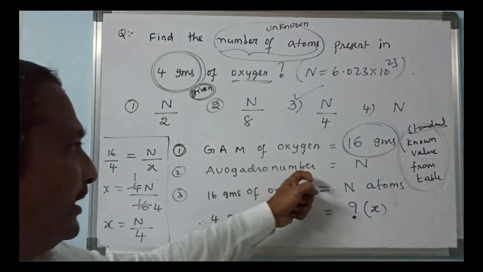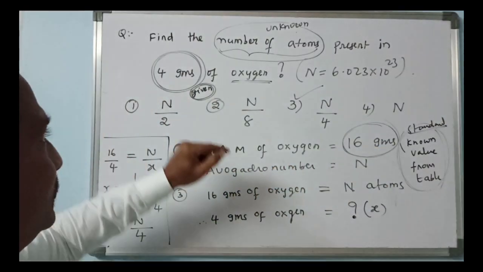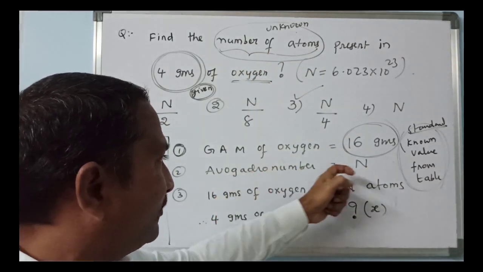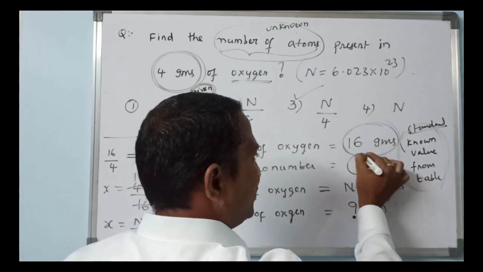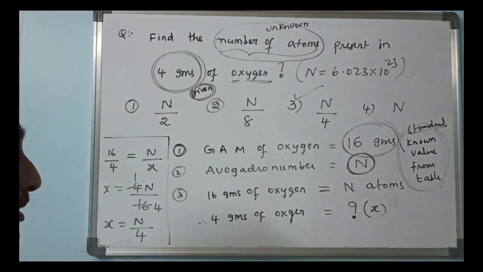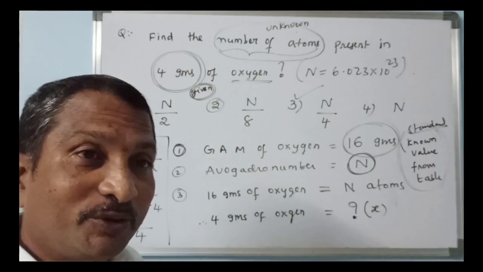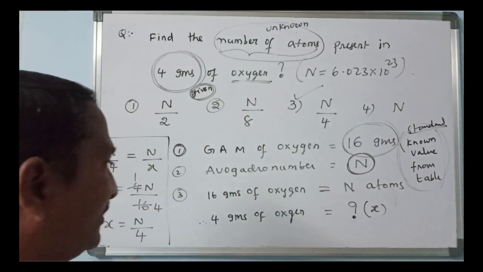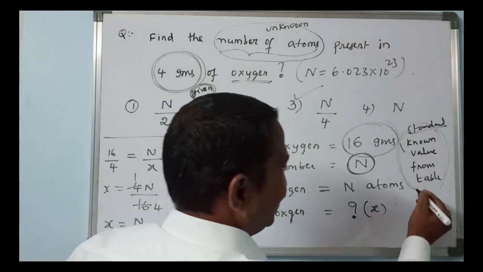Then you write Avogadro number. Why should we write Avogadro number? Because we should find the number of atoms. That's why we should write Avogadro number. Okay, Avogadro number value n. Then you write the relation between these two. 16 grams of oxygen is equal to n atoms. Okay, this is the relation.